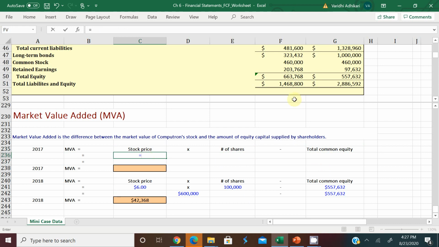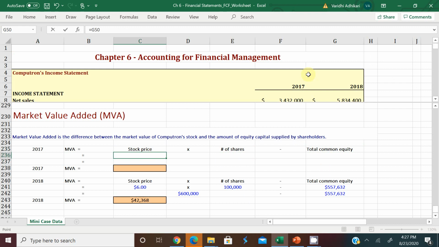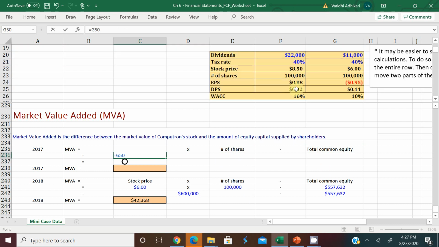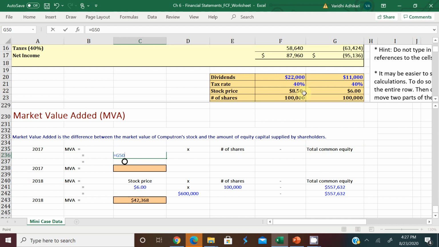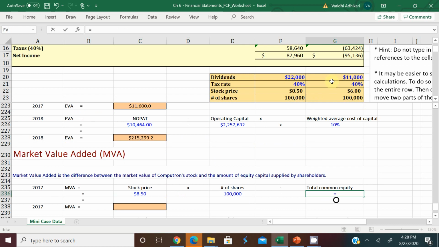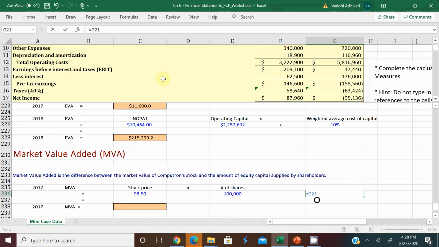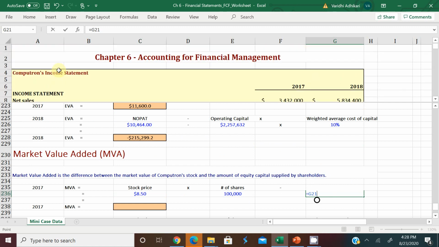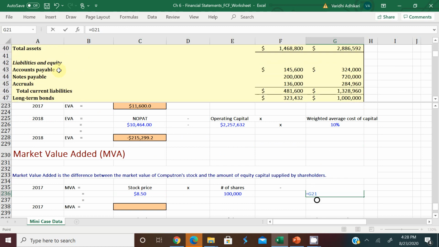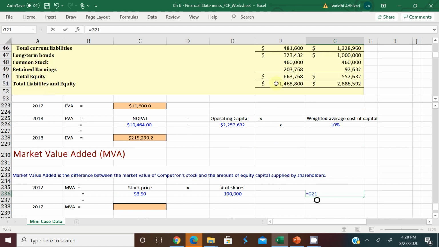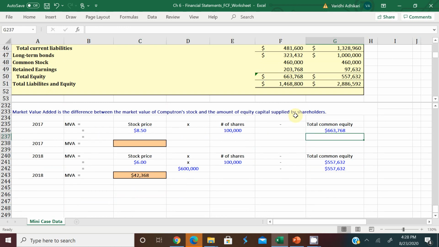For 2017, the stock price per share is given as additional information. In that year, the stock was trading at $8.50 per share, and there were 10,000 shares outstanding. So that will give you the market cap of this company, the total market value of the company. And in that year, the book value of equity, the value that we see in the balance sheet, for 2017 was that much, 663 and so on.